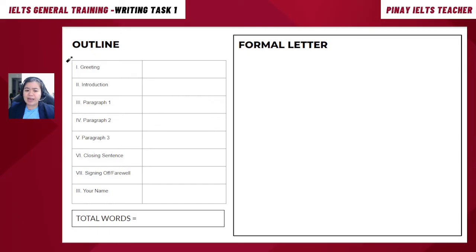Why do we need an outline? I've been emphasizing this. The outline does 50% of the job. Some people want to start writing ahead of time. What will happen is you get stuck with your ideas and you spend more time there. Before you know it, you ran out of time and you're cramming how to finish the letter. You don't even know what direction you're going into.